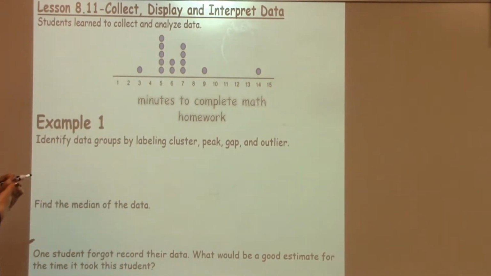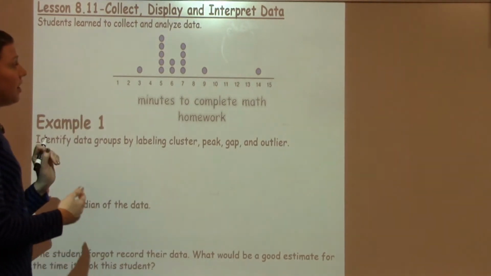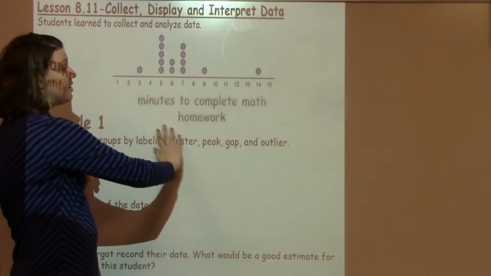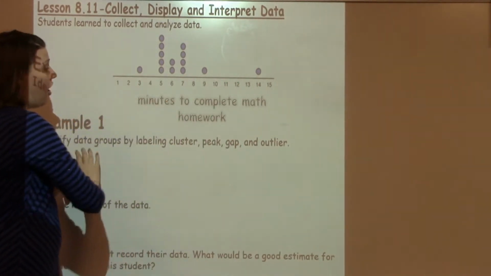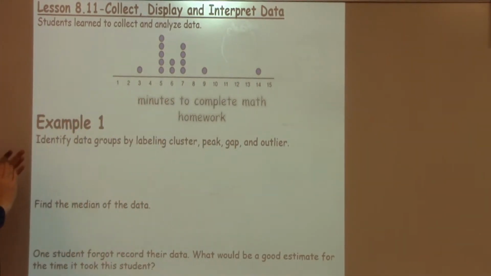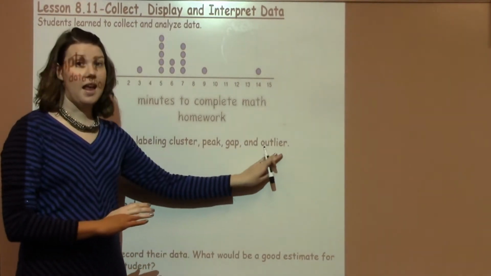Now one of the things that we're going to be working with again today is a dot plot, which refers to the minutes it took to complete some math homework. When we look at this data, we're going to look at the same things we talked about in 8.10: the cluster, peak, gap, and outlier.